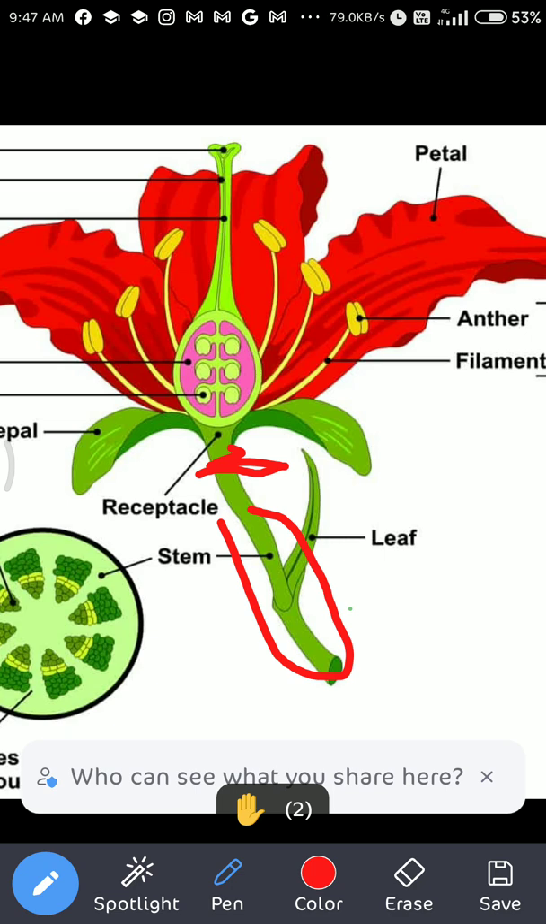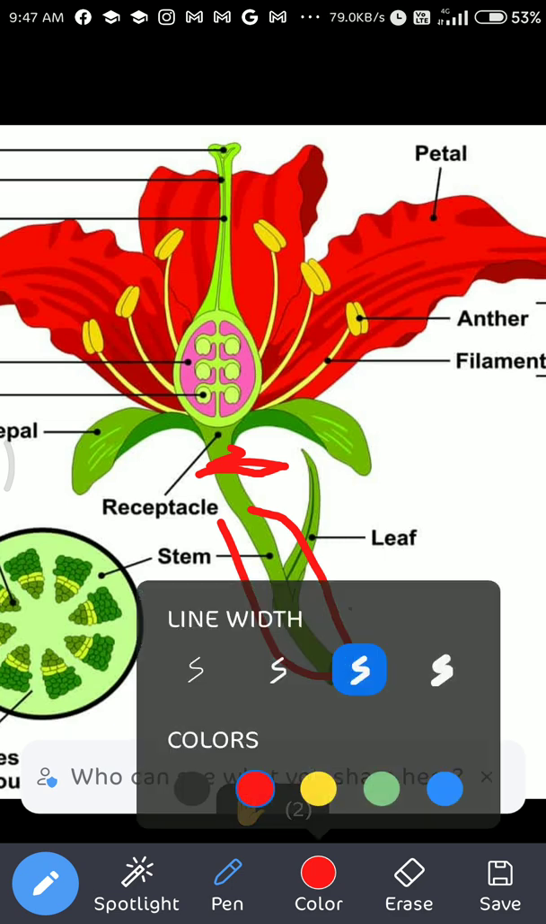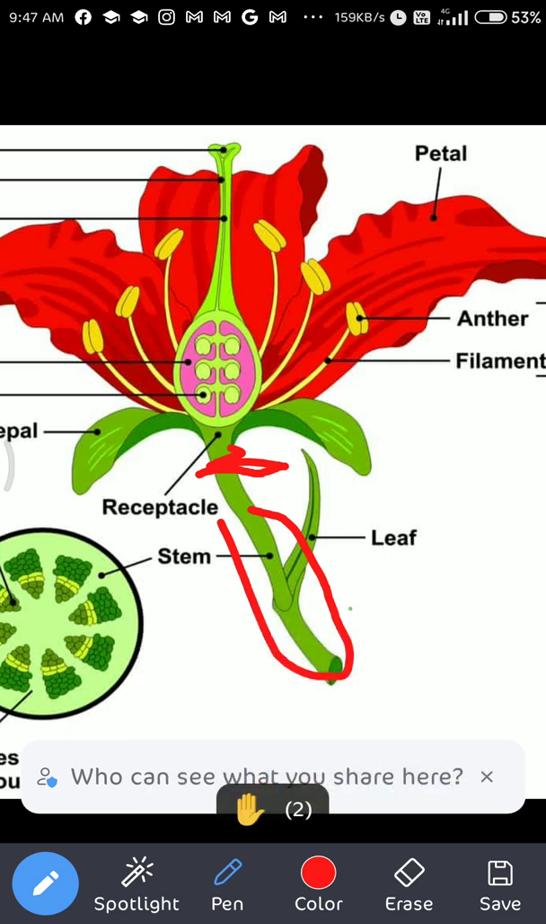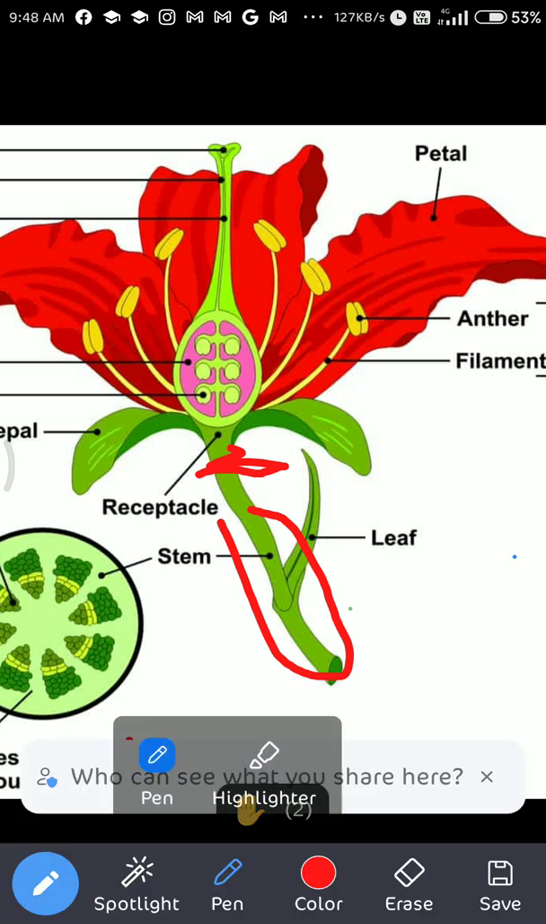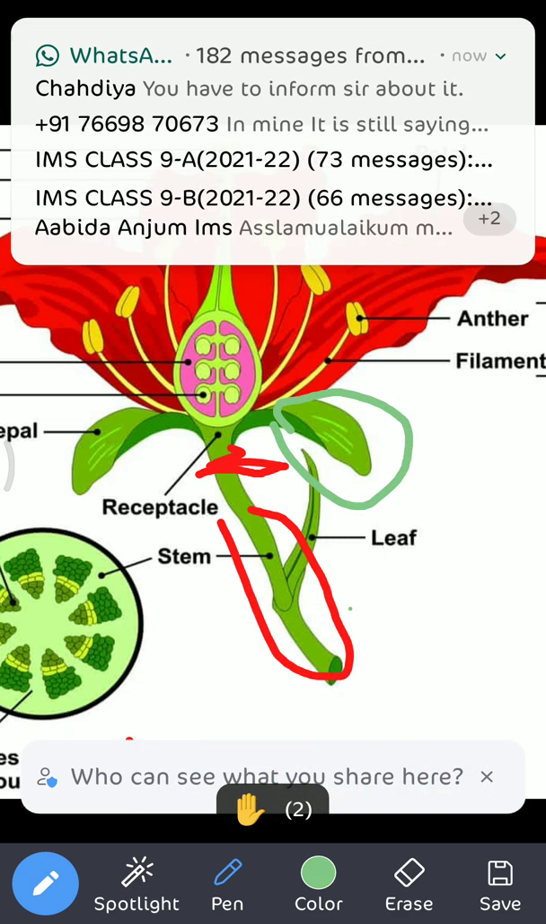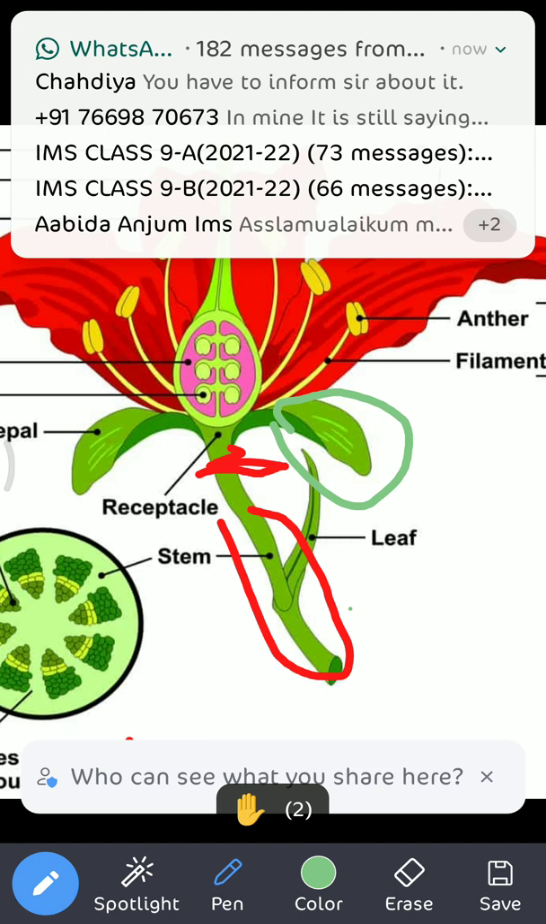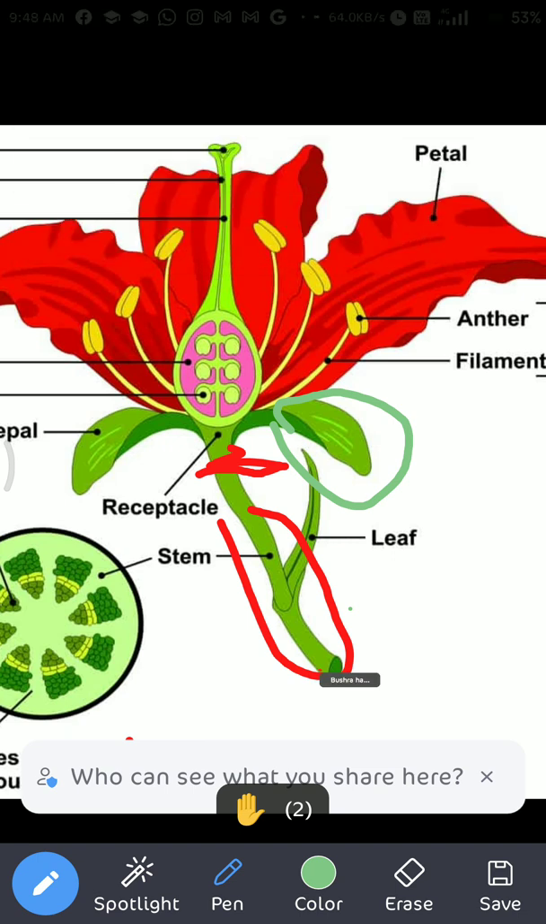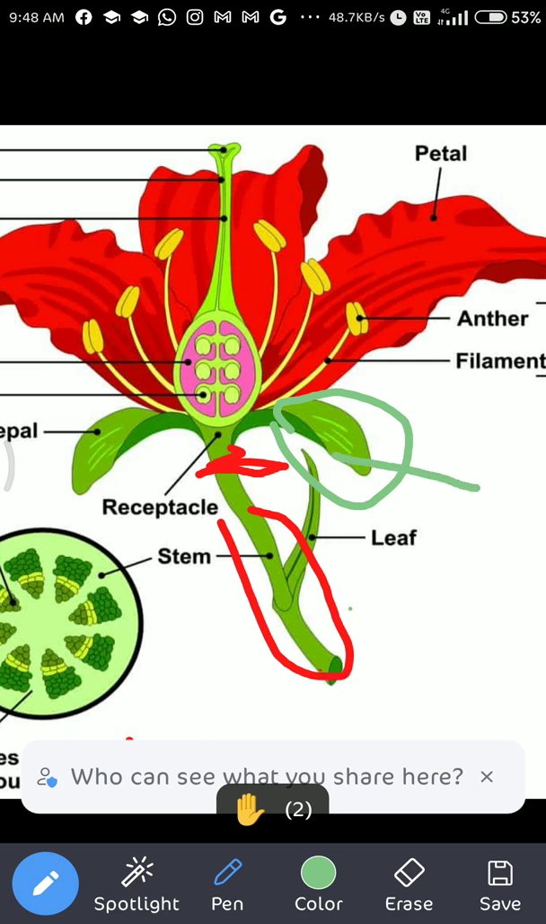And then this part, this green part, these leaf-like structures. This portion is calyx. This whole whorl is called calyx, and this single unit is sepal. This is called sepal.